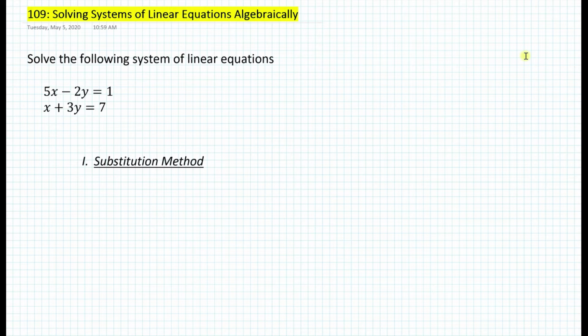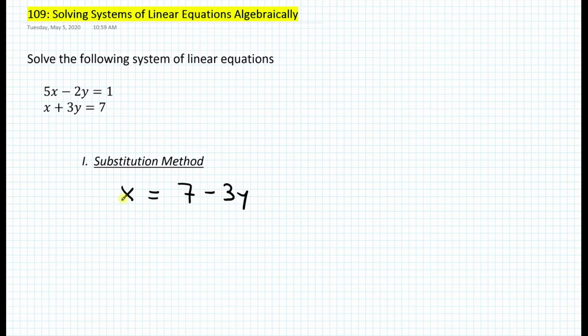For example, if we take the second equation, that is an easy one to pick first because we have x by itself without any other coefficient in front of the x. So in this case, we can solve for x and write the following. x is equal to 7 minus 3y.